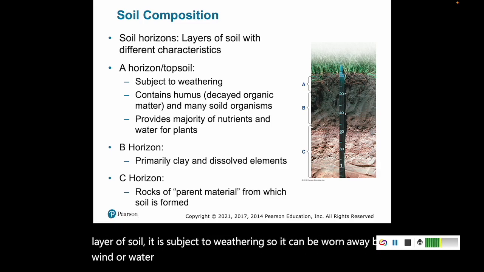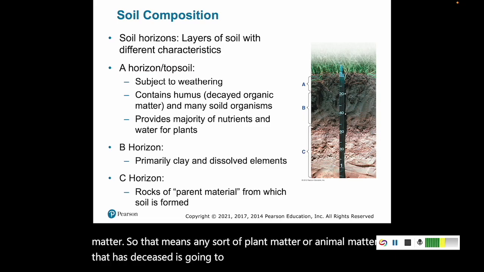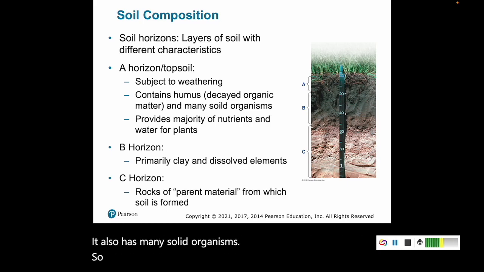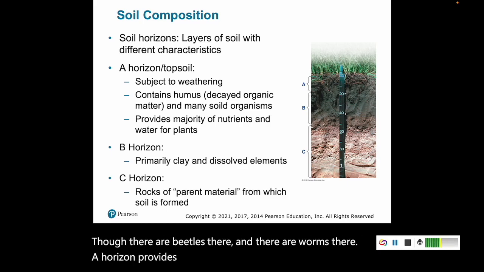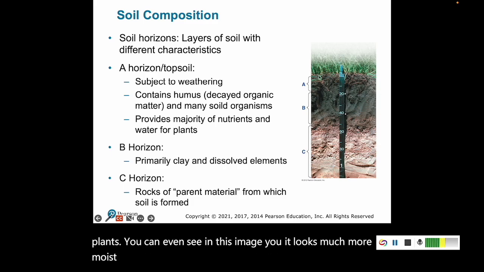It contains humus. Humus is decayed organic matter. So that means any sort of plant matter or animal matter that has deceased is going to be broken down and form that humus. It also has many soil organisms. So there are beetles there and there are worms there. The A horizon provides the majority of the nutrients and water for the plants. You can even see in this image, it looks much more moist. It's nice and dark. You can see the roots are growing into here.